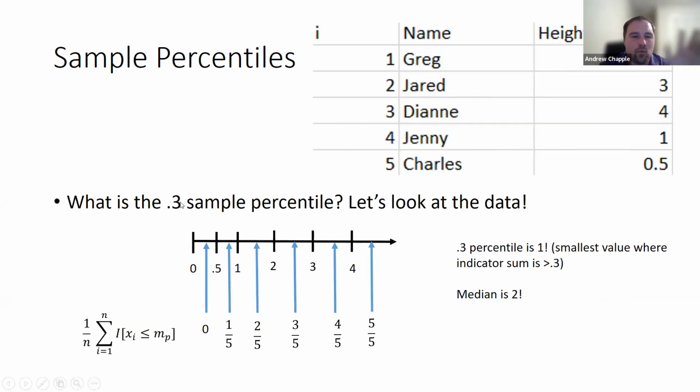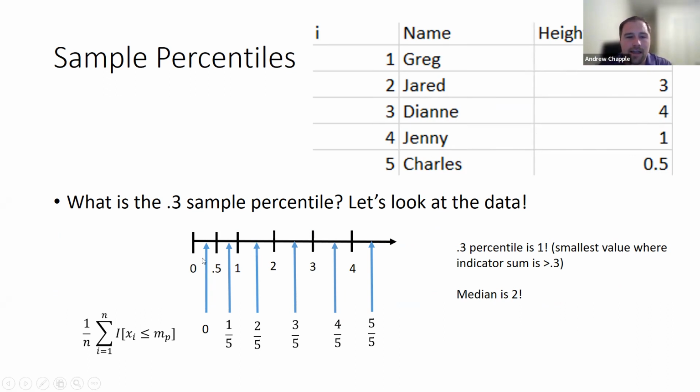So this is an example. What's the 0.3 percentile of this height gain here? Okay, so the 0.3 percentile will be the height at which at least 30% of the data points are smaller than that number. That's the definition here. So I can go through and I can look.